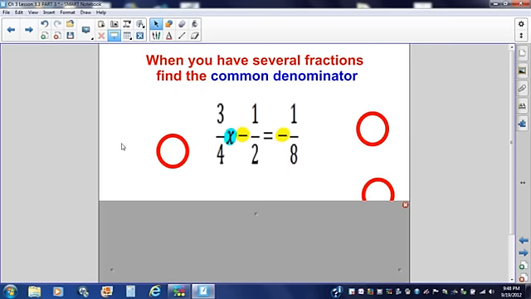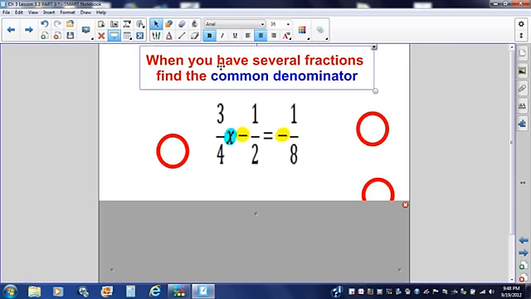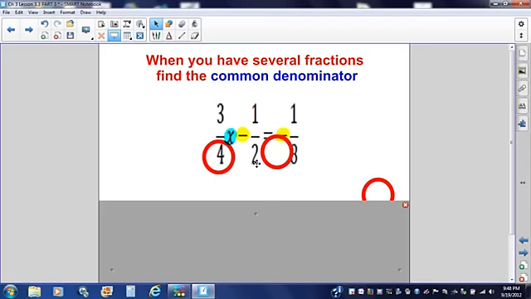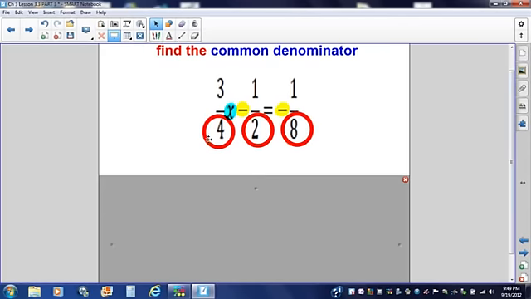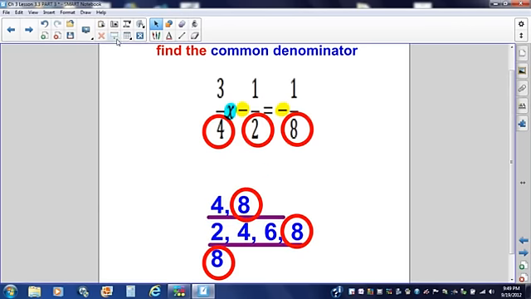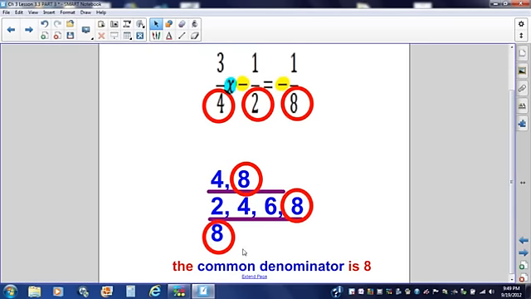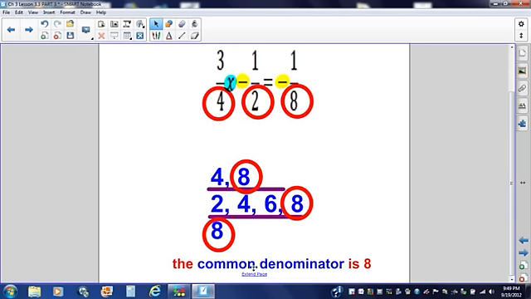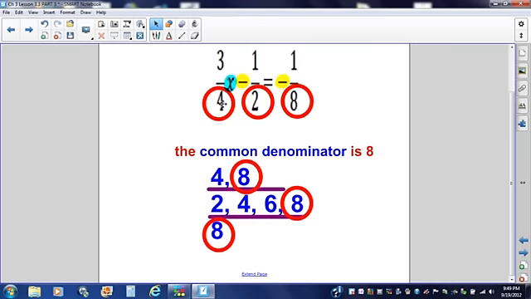And don't forget your dog. Ruff, ruff, follows you everywhere you go. So here we go. When you have an equation with several fractions, let's find the common denominator. Remember, your denominator is the number on the bottom. Good job. So I'm going to find the common denominator between 4, 2, and 8. If I count by 4s, and I count by 2s, and I count by 8s, I find that my common denominator is going to be 8. So please write down that your common denominator is 8.